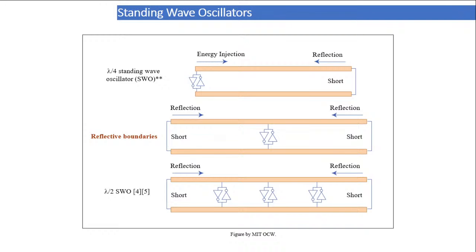Reflective boundaries: what you can do is take two such lambda by 4 oscillators, one to the right-hand side and one to the left-hand side of the injector, and that is what is called reflective boundaries. On both boundaries, the wave gets reflected towards the injector and it oscillates.